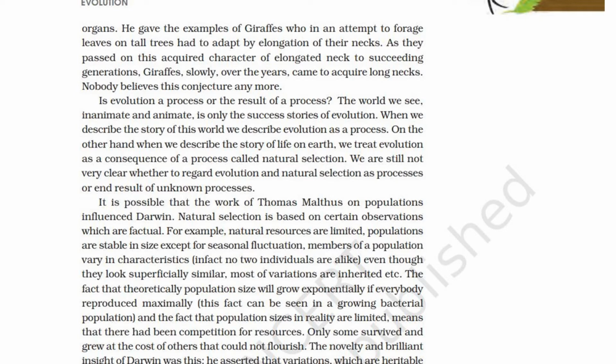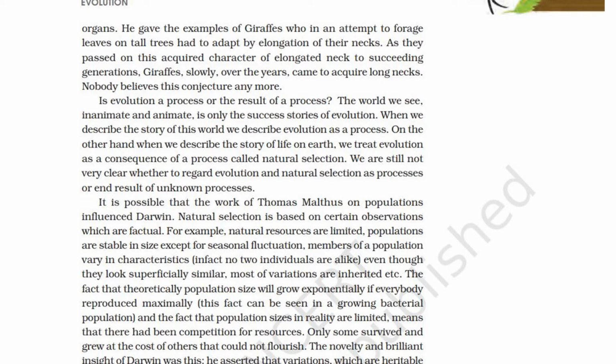Natural selection is based on certain observations which are factual. For example, natural resources are limited, populations are stable in size except for seasonal fluctuation. Members of a population vary in characteristics. In fact, no two individuals are alike even though they look superficially similar. Most of the variations are inherited, etc. The fact that theoretically population size will grow exponentially if everybody reproduced maximally, this fact can be seen in a growing bacterial population, and the fact that population sizes in reality are limited, means that there had been competition for resources. Only some survived and grew at the cost of others that could not flourish.